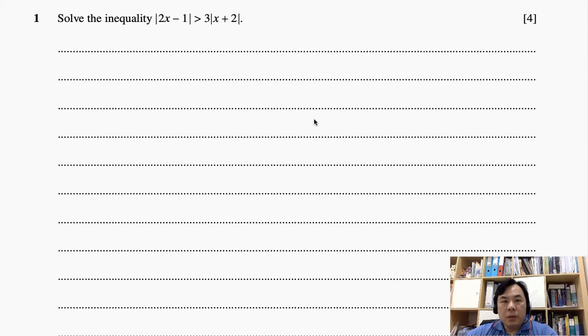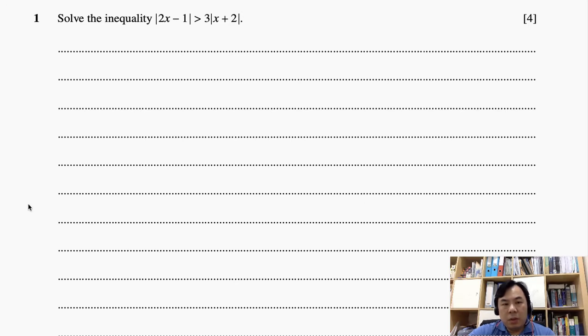Now this first question is inequality. The inequality states that this modulus is greater than that. There are many ways to solve this, of course. One safer way to solve this is by using a bit of visual illustration and algebraic manipulation here. I'm going to show you this method.